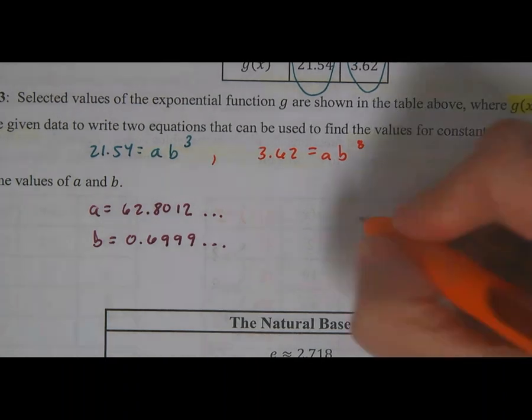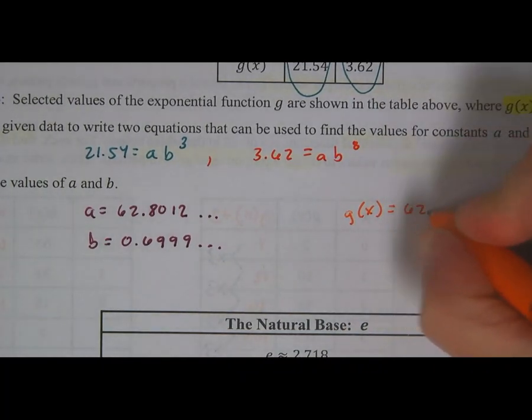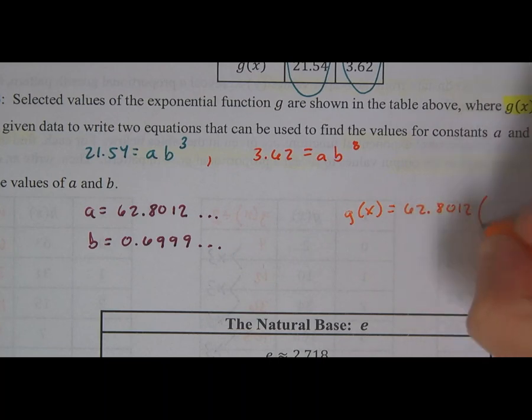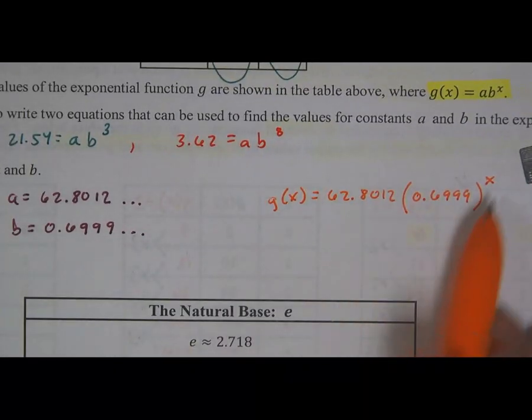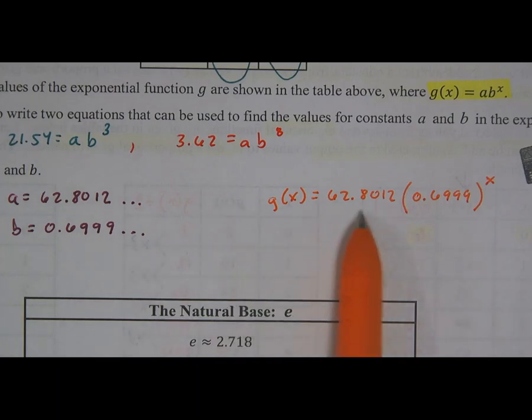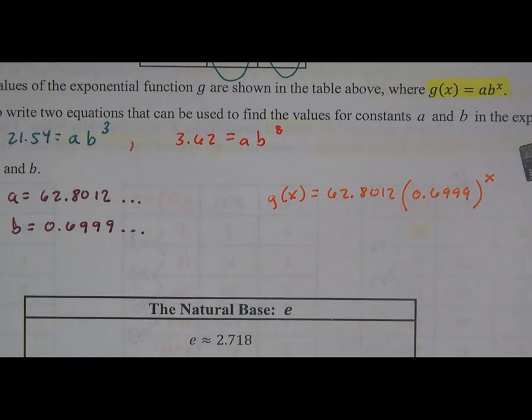You could then say g of x is 62.8012 times 0.6999 to the x power. That would be the model that you could then plug into if the next part of the question asks you to find a specific value. But instead of plugging into this rounded version, I would hit Control T and find that value in the table with that calculator answer. Okay.